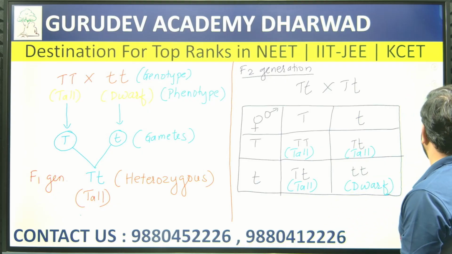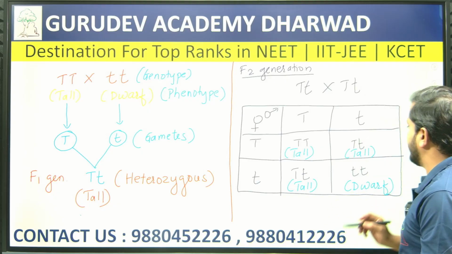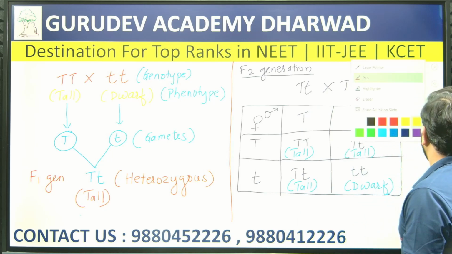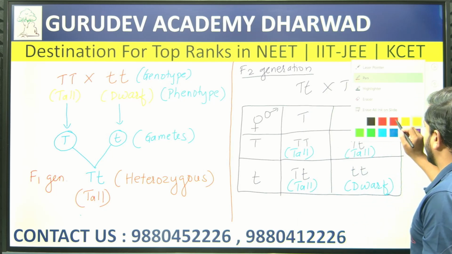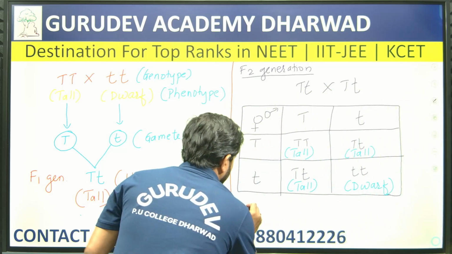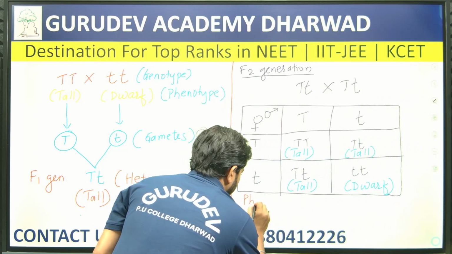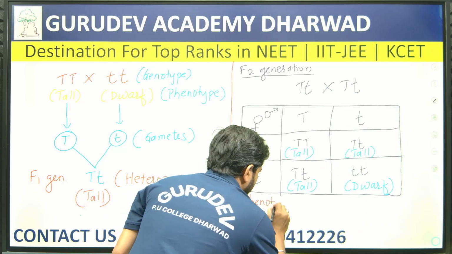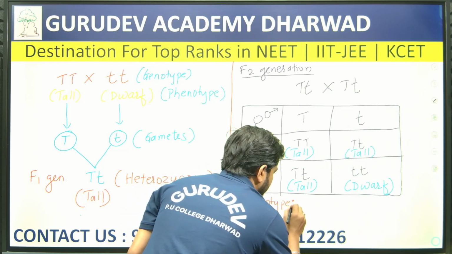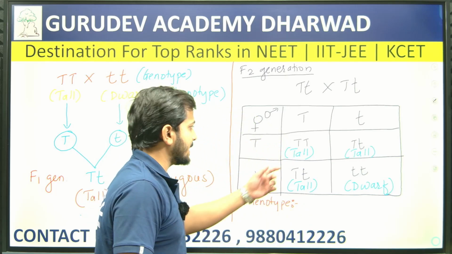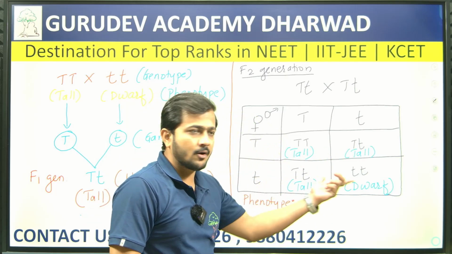Now what are the phenotypic ratio and genotypic ratio like? So if I consider the phenotypic ratio and genotypic ratio, what am I going to get? Consider first I will take the phenotype. Phenotype is the character which you are going to see, right? Now the characters I am seeing are tall and dwarf, right?